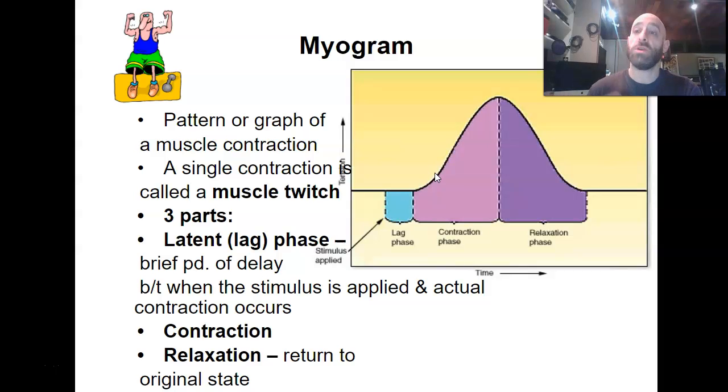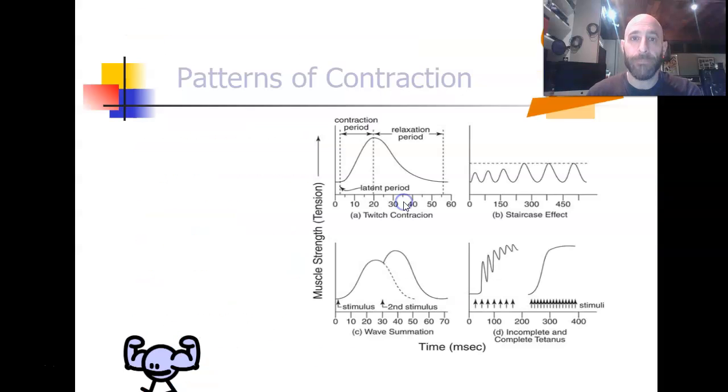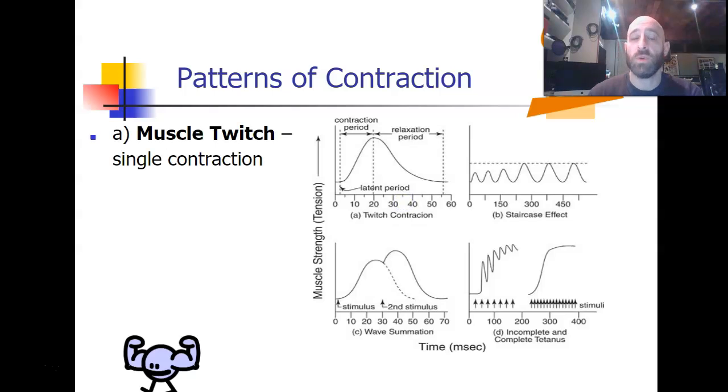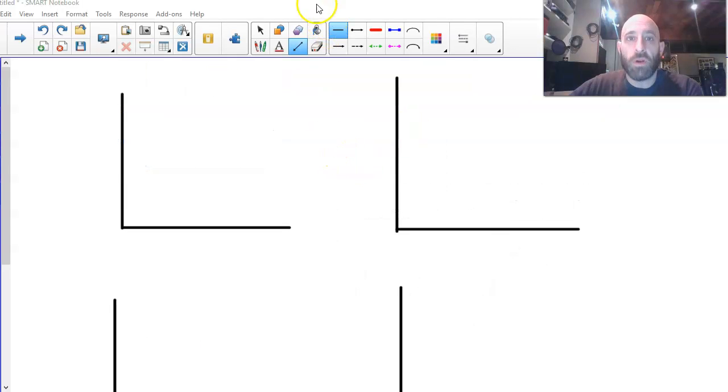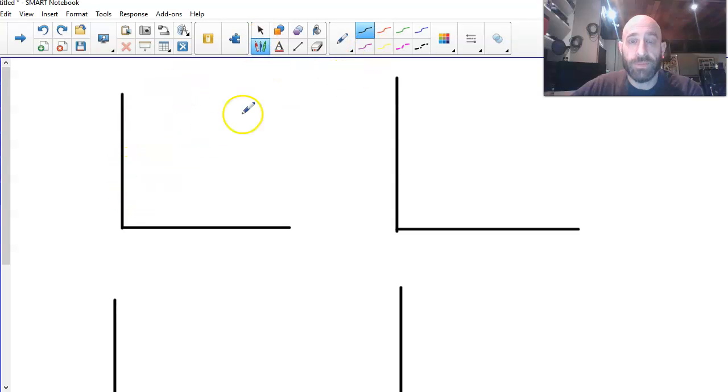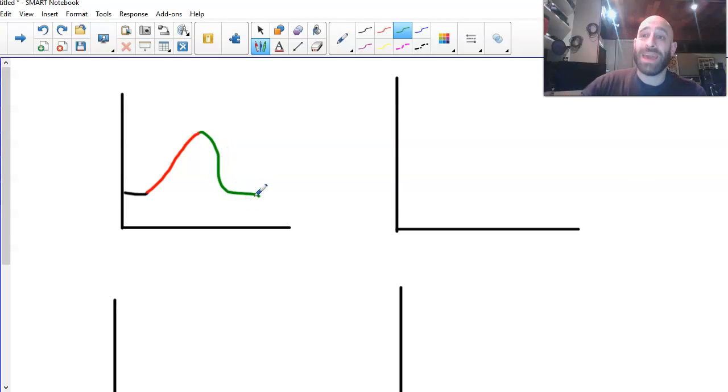You don't just twitch your muscles, you use your muscles. So let's talk about that. These are called patterns of contraction, and there are actually 4 patterns of contraction. The first one I just went over, and that is called a muscle twitch. A muscle twitch is very simply a single muscle contraction, and I'm just going to go over that one more time. There are 3 phases to a muscle contraction. There's the latent or lag phase, which is that initial time period before the muscle actually contracts. There is the contraction period where it actually is contracting. And then there's the relaxation phase where it goes back to being relaxed, right? So that's going to be a single muscle twitch.